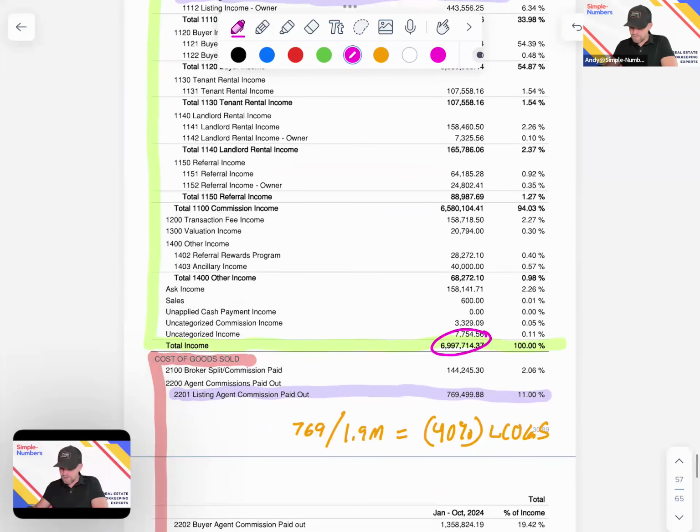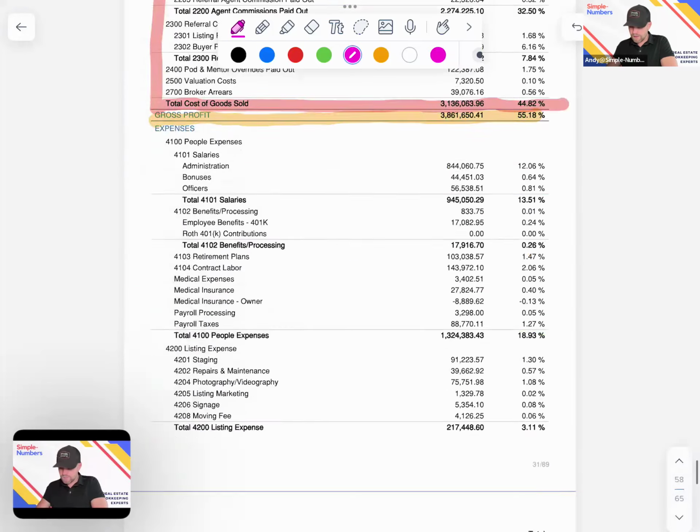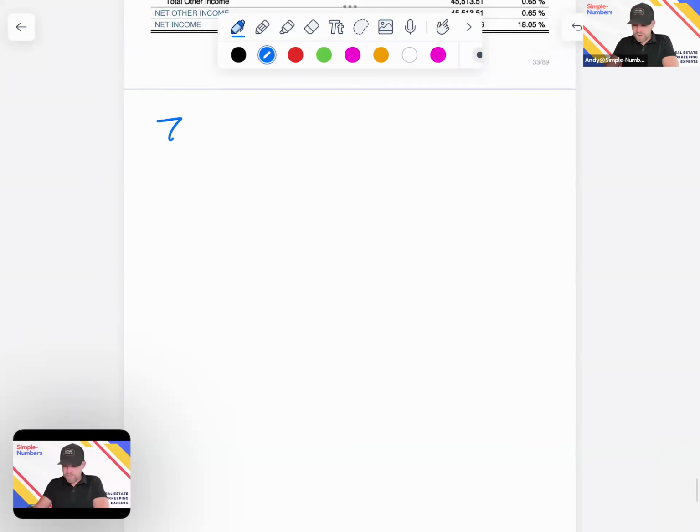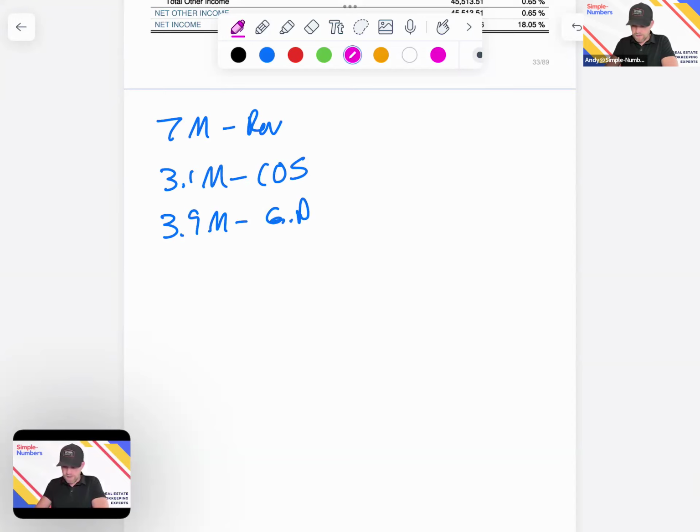Here's a team. It's a $7 million team. Okay. So I'm going to scroll all the way to the bottom and show you, we're just going to write out the numbers here. Okay. $7 million in revenue. They had $3.1 million in cost of sale, which left them with $3.9 million in gross profit. So that right there is 45% cost of goods sold on 7 million.